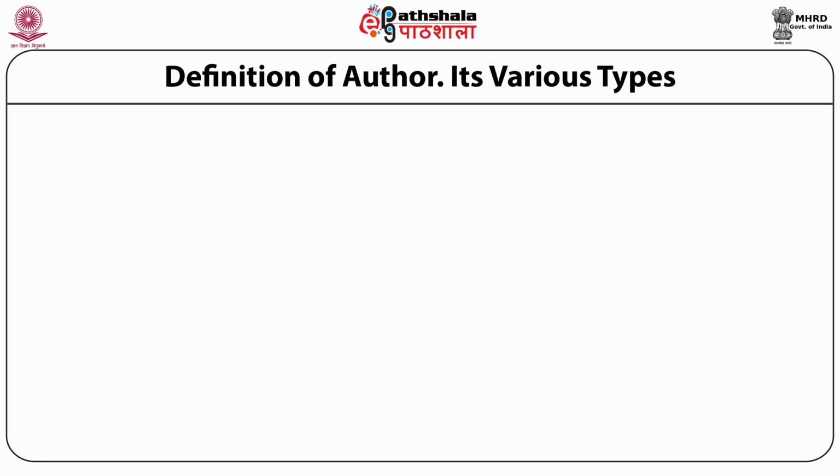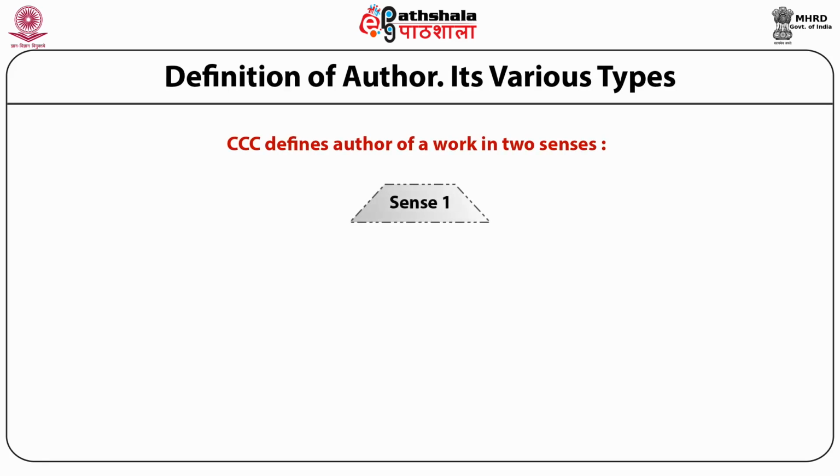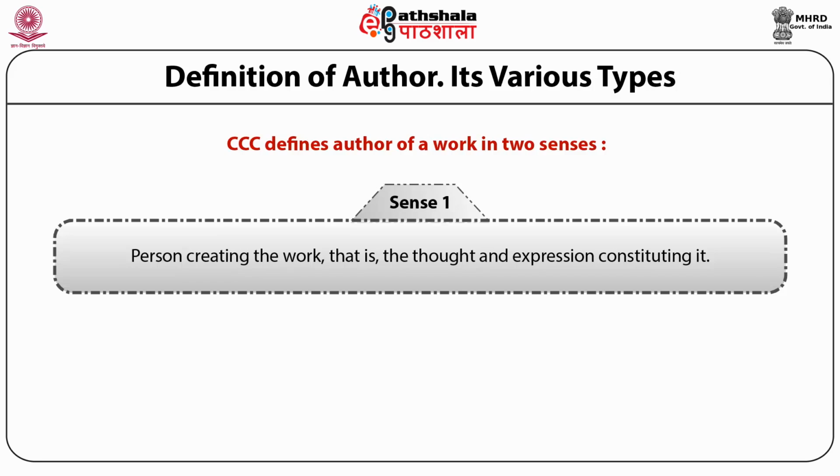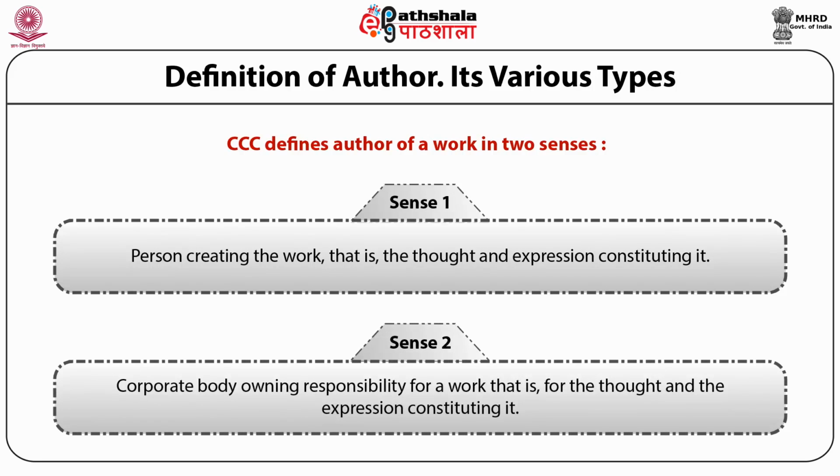Definition of author and its various types. CCC defines author of a work in two senses. In sense 1, the person creating the work, that is, the thought and expression constituting it. Sense 2, the corporate body owning responsibility for a work, that is, for the thought and the expression constituting it.